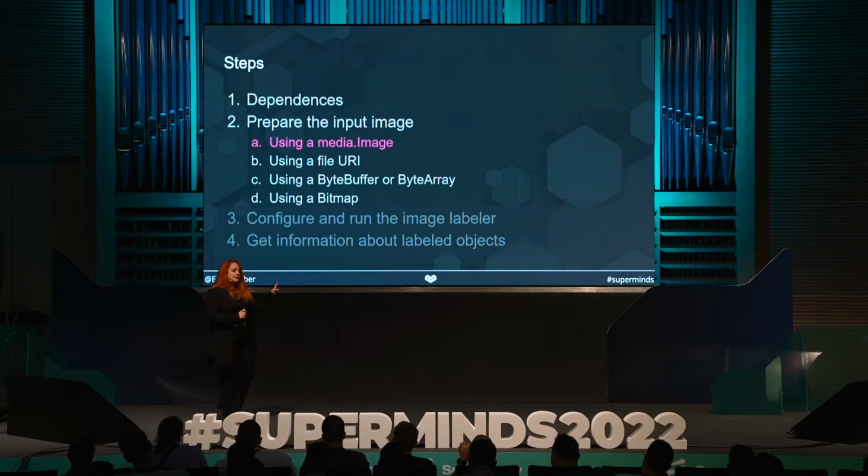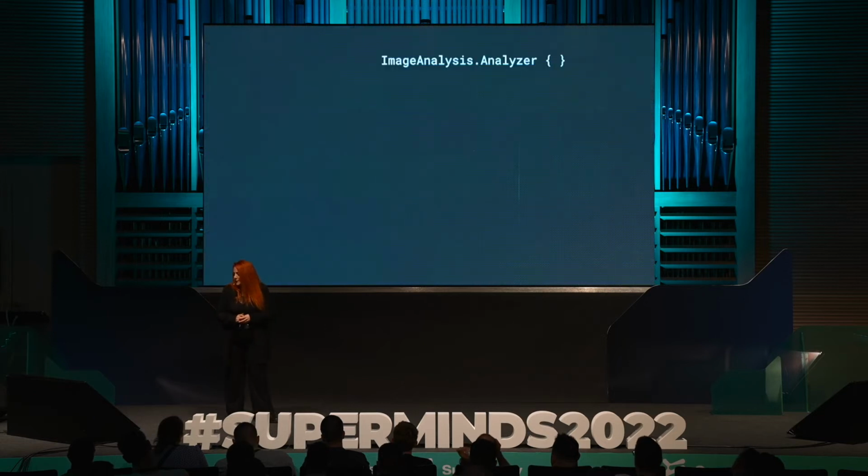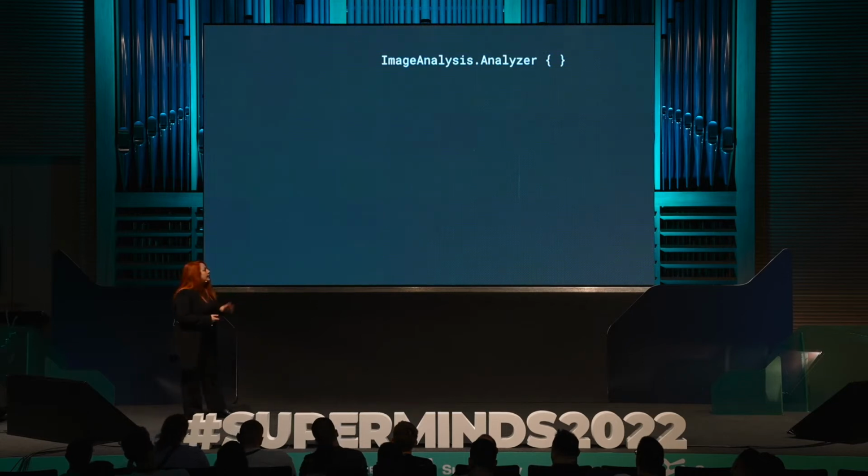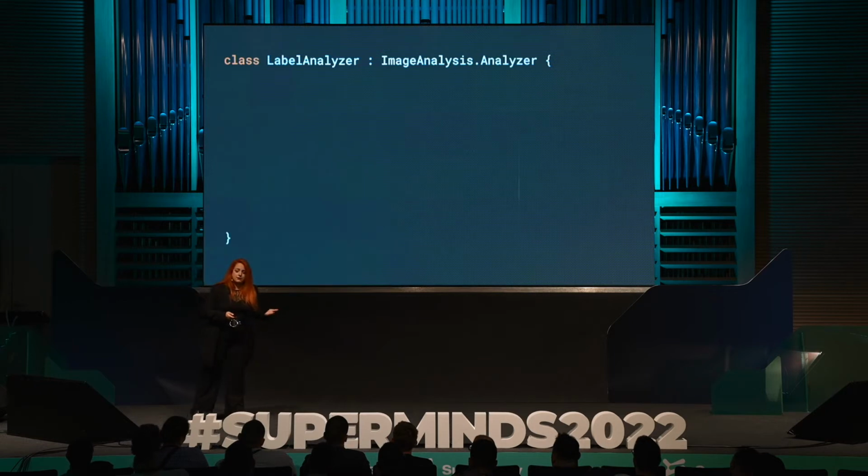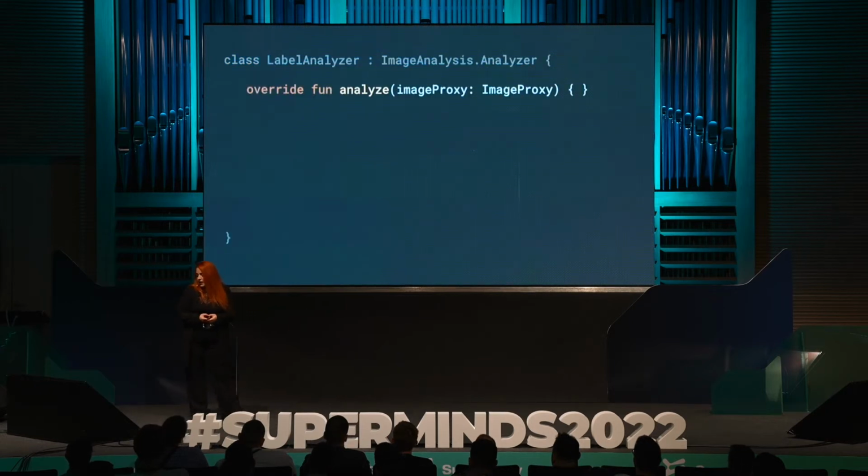For this example, the first one, we're going to see how it works with the camera. First, we need to have an analyzer. We create a new class for our analyzer object, and there, we need to override the analyze method.